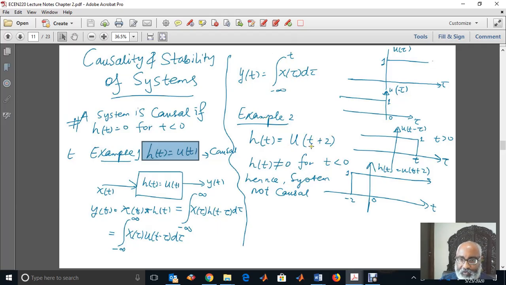If I have u of t plus 2, u of t plus 2 means a shift to the left by 2, and it starts at minus 2. Obviously, this system is not causal because h of t is different from 0 for t less than 0.